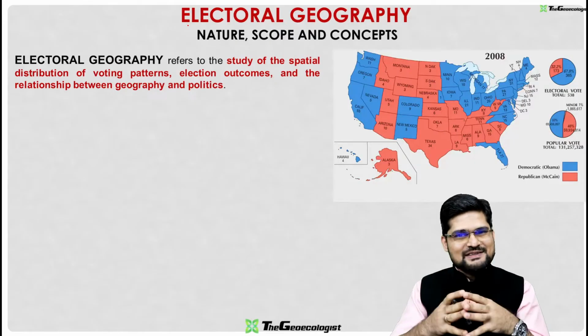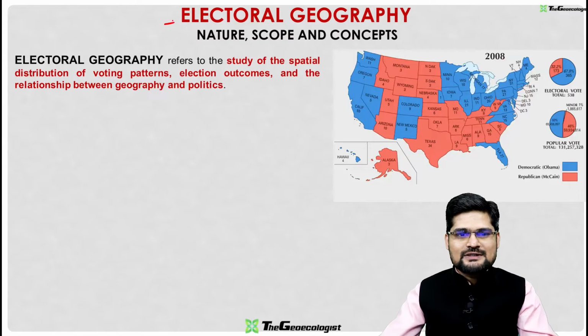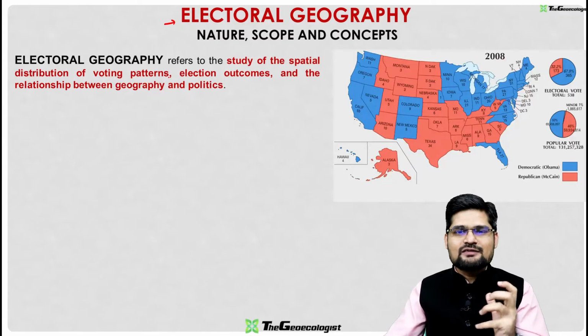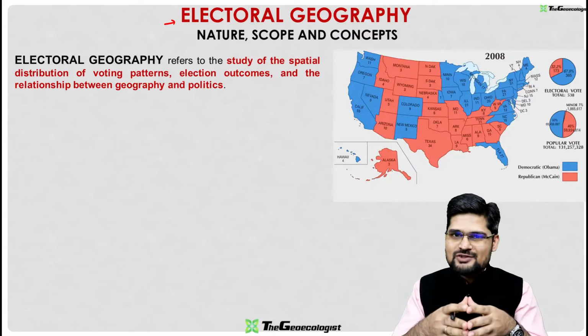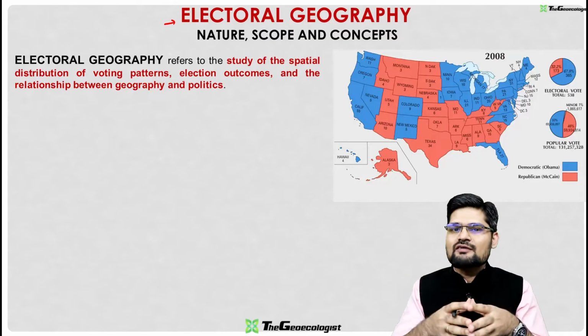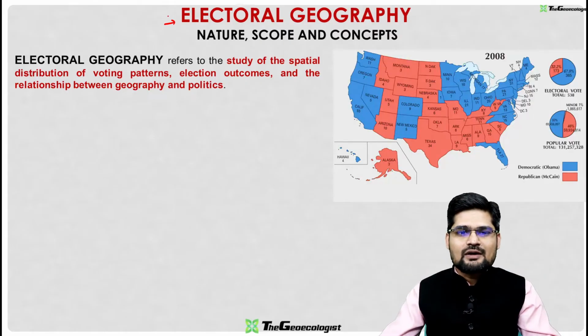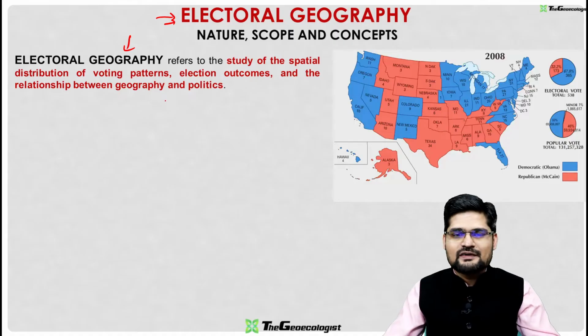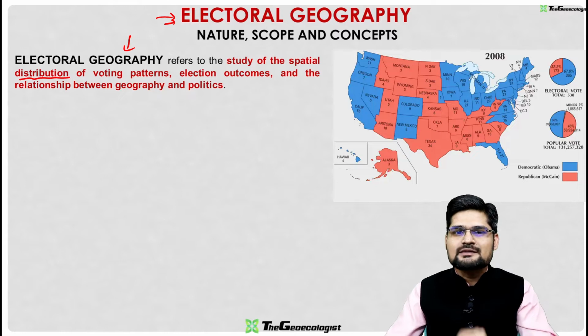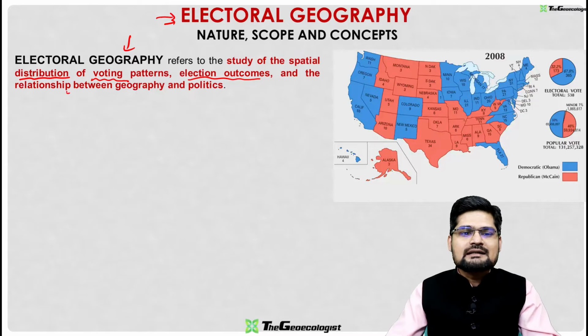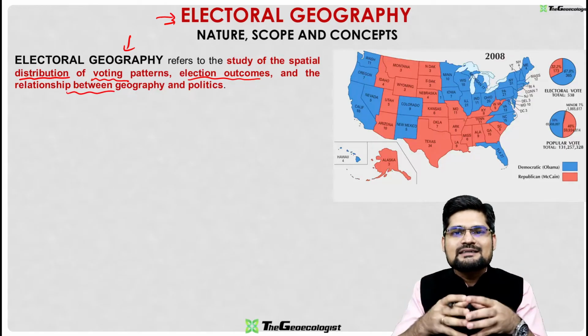So now let's discuss various concepts related to electoral geography. As we understand, geography is the science of space, we talk about locational analysis, spatial analysis in geography, and now the combination of spatial analysis with the electoral aspect is what we learn here in electoral geography. So electoral geography is a branch of political geography in which we study the spatial distribution and spatial patterns of voters, that is voting patterns, election outcomes, and the relationship between geography and politics combined together.